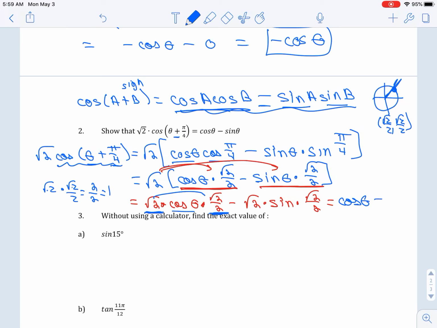And then minus. And then same thing over here. The product of this and this is 1. And then 1 times sine, and this should say sine theta, is just sine theta. So there we've proven it, because that's what we wanted to end at. So I'm going to stop here, and we'll do problem 3 as a separate video.